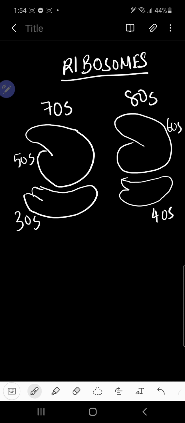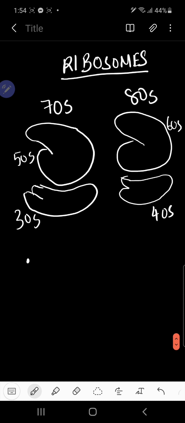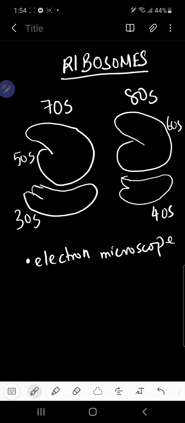So whenever we look at ribosomes, the first thing we need to understand is that ribosomes can only be seen with an electron microscope. This is because ribosomes are very small structures inside the cell. They're very small, spherical or round-shaped structures located inside the cell, and these are actually not visible with the help of a light microscope.